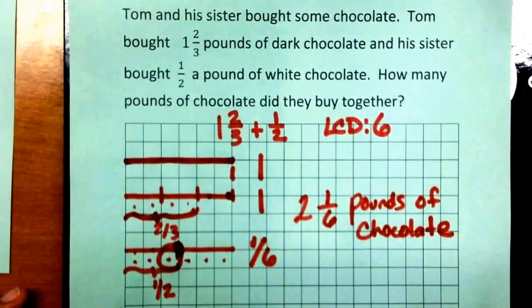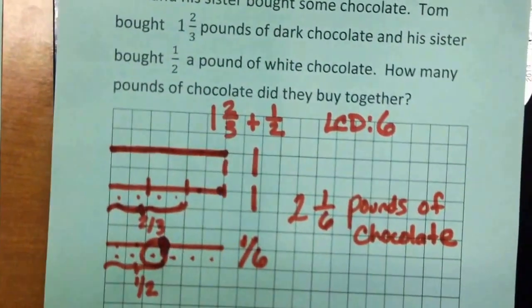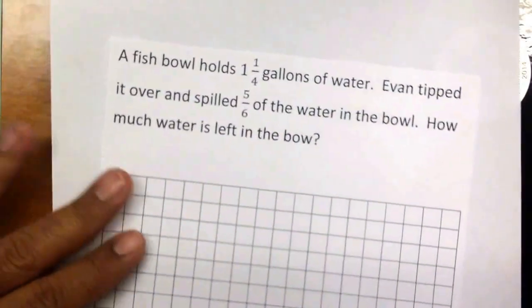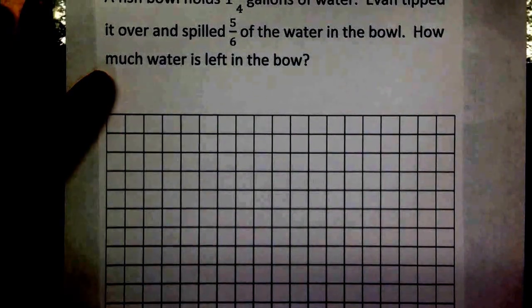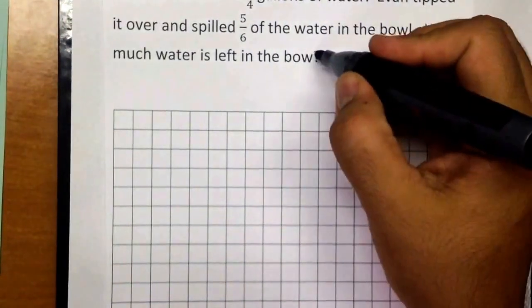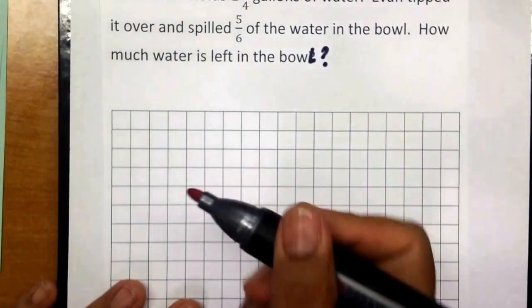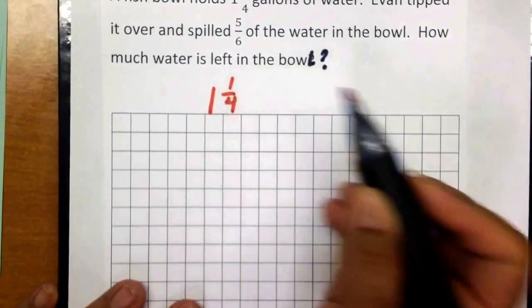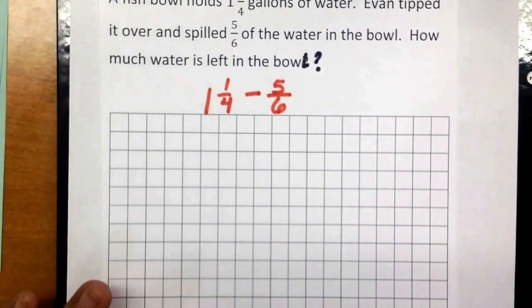Okay, so that was using number lines to add fractions with unlike denominators. We can do the same thing when we have a subtraction problem. A fish bowl holds 1 1/4 gallons of water. Evan tipped it over and spilled 5/6 of the water in the bowl. How much water is left in the bowl? We have 1 1/4 gallons of water and 5/6 gallons of water are spilled out of the bowl.